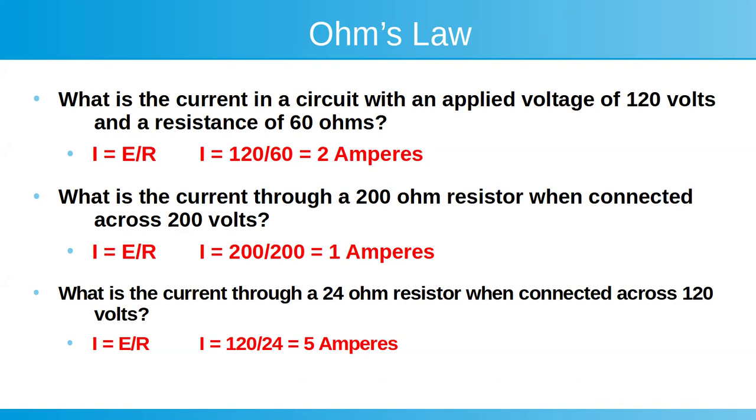A little more than a 200-watt light bulb. What is the current through a 200 ohm resistor when connected across 200 volts? It'd be 200 divided by 200, or 1 amp. What's the current through a 24 ohm resistor when connected across 120 volts? 120 divided by 24, or 5.